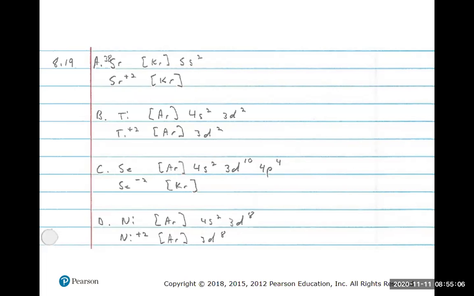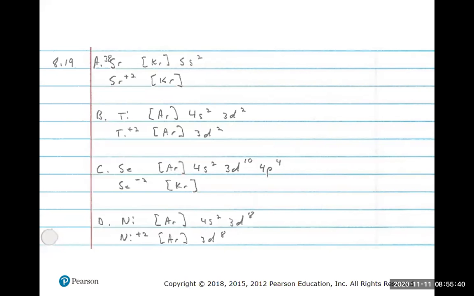We have our noble gas core, and then we have 5s2, so we have 2 s electrons there. It's a +2 ion. If it's a cation, in this case a +2 ion, then we know we're losing 2 electrons. So we would lose those 2 5s electrons, and we see that gives us a noble gas core.